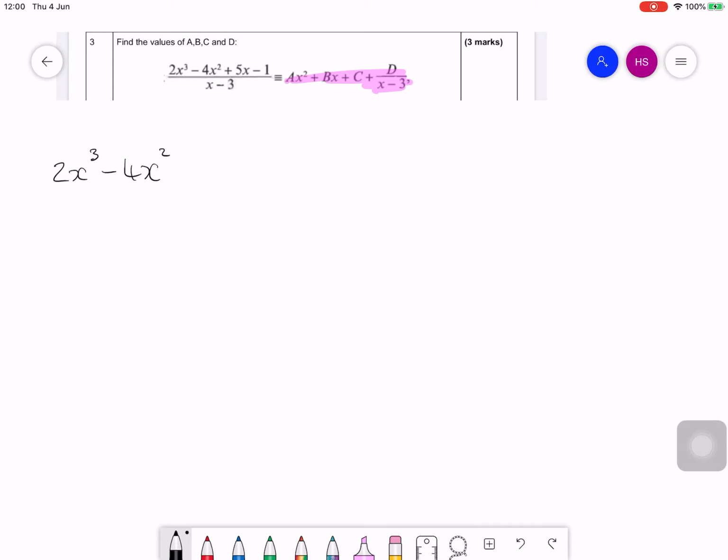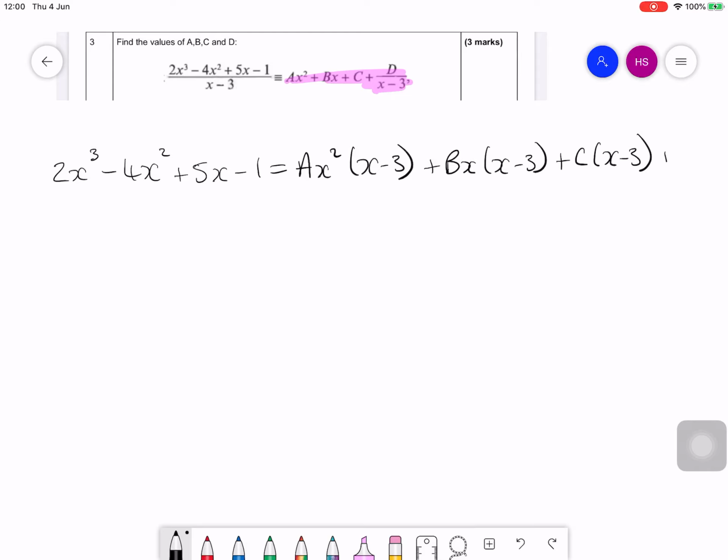So that numerator on the left-hand side will equal, so ax squared currently isn't written as a fraction, so if I wanted to write that as a fraction over x minus 3, I would have to multiply it through by x minus 3. Same for the bx, same for the c, and the d already has a denominator of x minus 3, so that wouldn't need to be multiplied by anything.